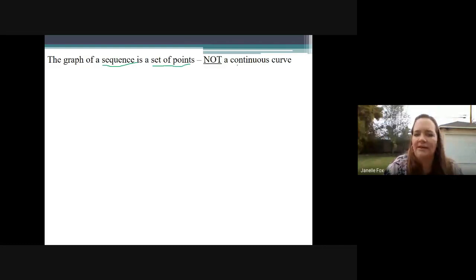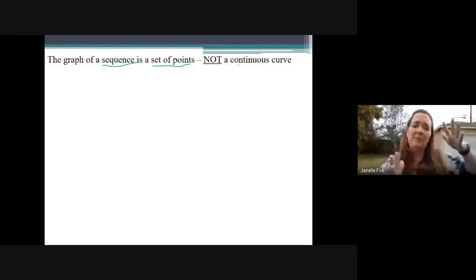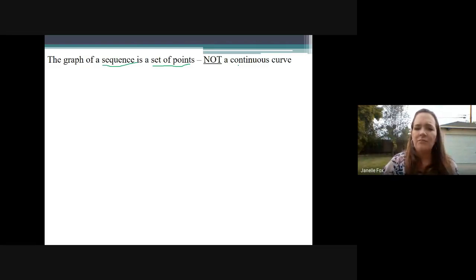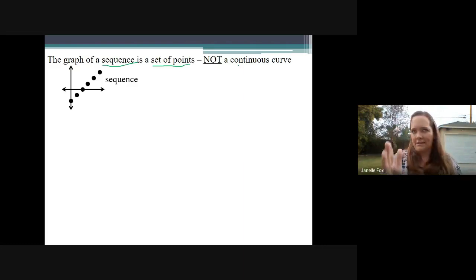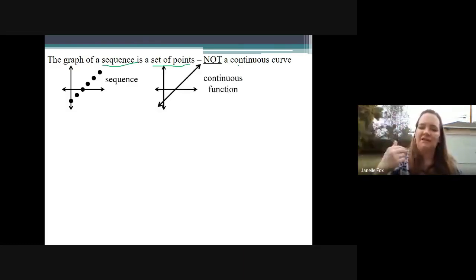It's not going to be a continuous curve, even though it's going to have the same shape as a line, or something like exponential when we get to the geometrics. It has the same look, but it's not continuous. So this would be an example of a sequence. It's just a bunch of finite dots, only defined at n equals 1, or x equals 1, x equals 2, x equals 3, as opposed to a continuous function. This is the difference between them.